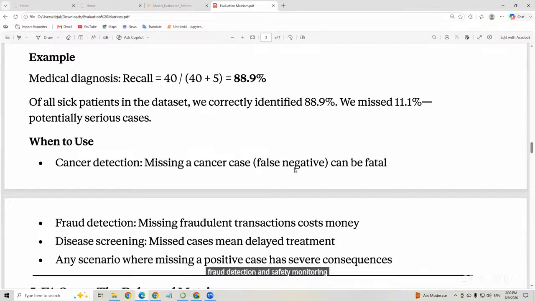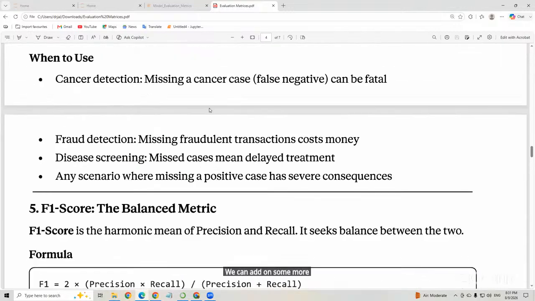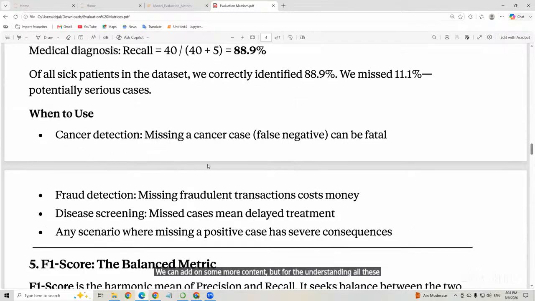In cancer detection, for example, suppose that missing a genuine cancer case can be much more serious than sending a patient for an additional test. So when missing a positive case is dangerous, we usually prioritize recall. If you are required to compare all these, we can add some more content, but for understanding, all these are very important.